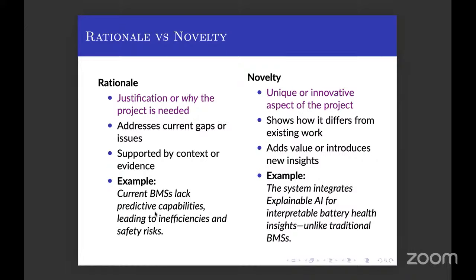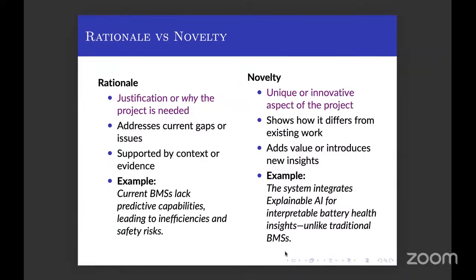Current BMS lack predictive capabilities, leading to inefficiencies and safety risks. I am giving this as an example of rationale. Now what is the novelty? The system integrates explainable AI. I think most of you know what explainable AI is. If not, please search on Google and you will be able to understand. So explainable AI for interpretable battery health insights, unlike traditional BMS. So I'm doing some advancement in the battery management system. BMS stands for battery management system.